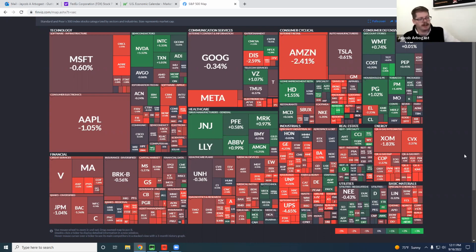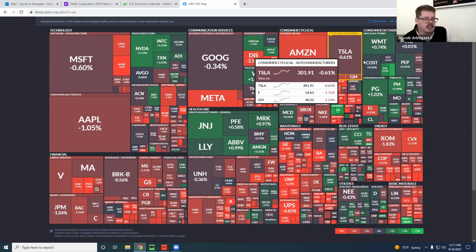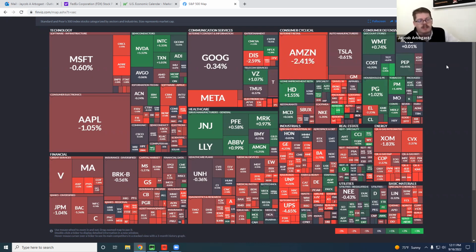Yeah, this is the map, and right now it's only including the stocks on the S&P 500. I can change this, but right now it's the stocks on the S&P 500 grouped by industry. Yes. Yep. So the brighter the green, the better they're doing today. This is only today's change.